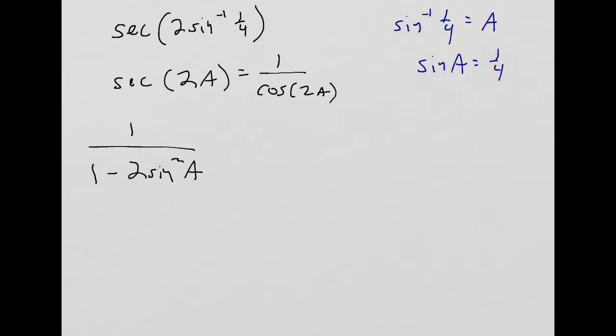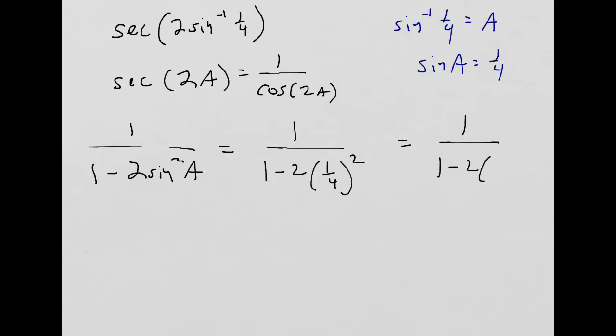Now we should just be able to plug these values in. It's 1 over 1 minus 2 times 1/4 squared. So we get 1 over 1 minus 2 times 1 over 16. In this case the 2 and the 16 can reduce, so we get 1 over 1 minus 1/8. And we know that 1 minus 1/8 is 7/8.